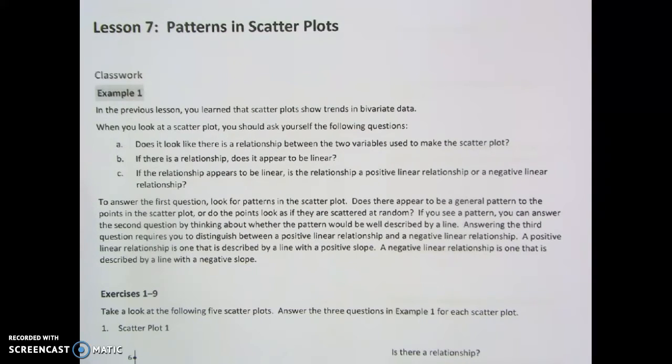And then the third thing that we want to look at is, if it's linear, is there a relationship that's positive or negative? Same as slope. Positive would go uphill, negative would go downhill. So that's the first three things we want to check out with these.